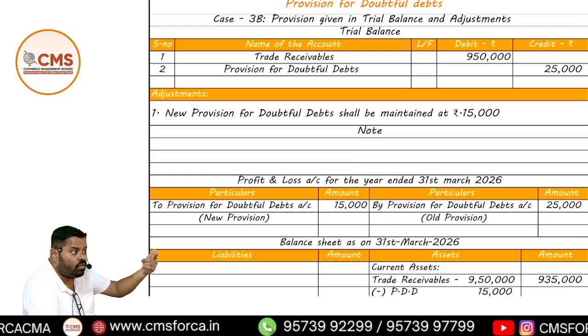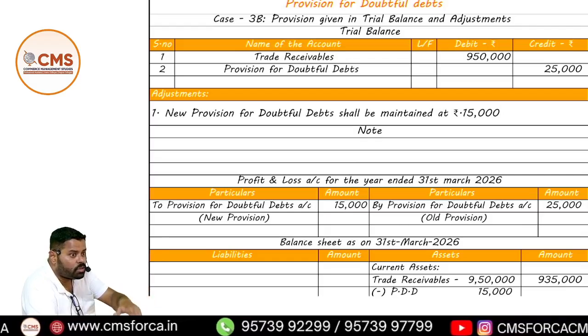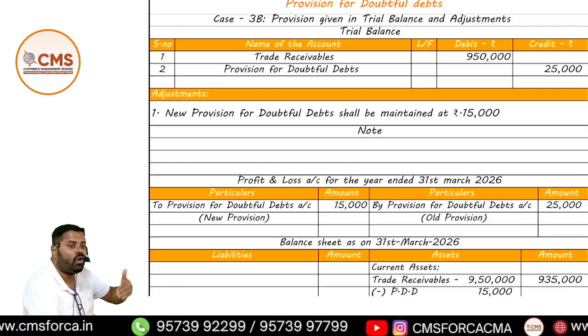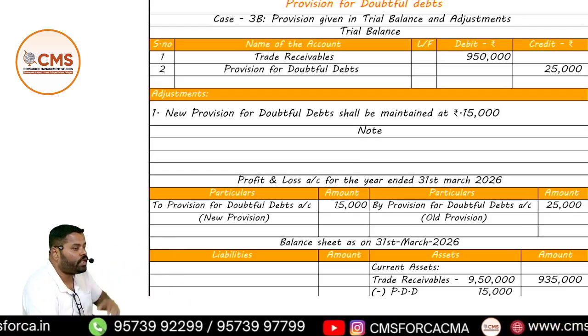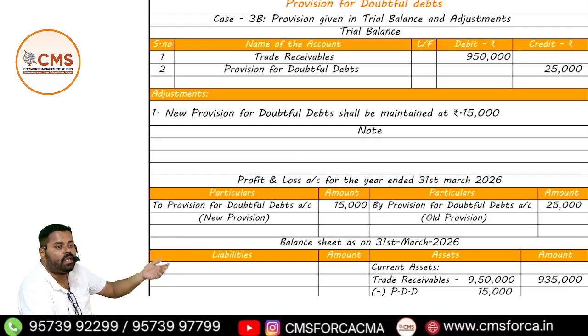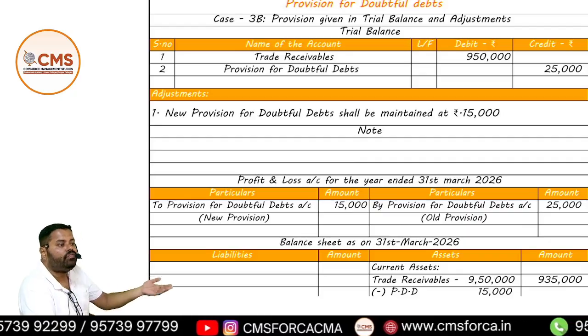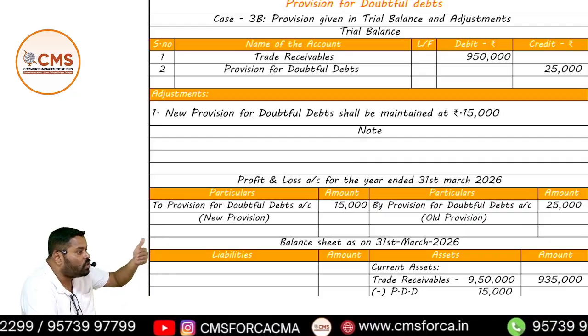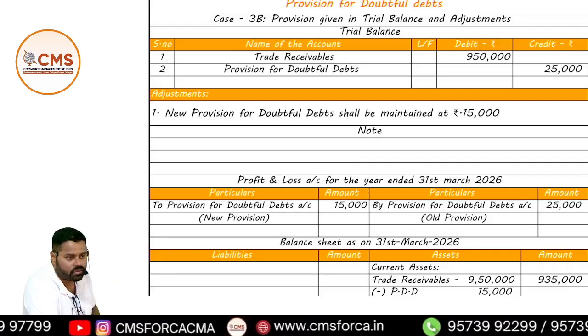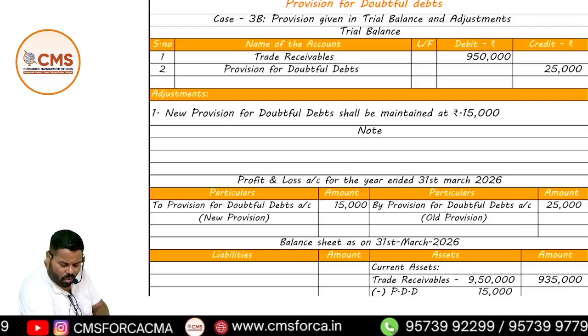Previous scenario: anticipated before trial balance was 25. Eventually, after preparation of trial balance, it increased from 25 to 40. Here, anticipated before trial balance is 25, but after preparation of trial balance, the anticipation got decreased by 10,000. Now we have a doubt of only 15,000. Two scenarios. What do I do?